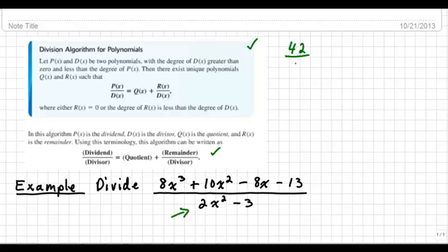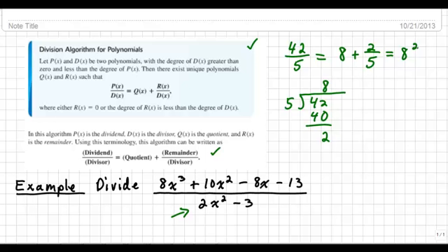You can think of 42/5 as 42 divided by 5, right? If you divide 5 into 42, it goes 8 times. 8 times 5 is 40, subtract, and you get a remainder of 2. So you can think of that as 8, that's the quotient, plus 2, that's the remainder, over the divisor 5. So 42 divided by 5 is 8 and 2/5. Well, the same thing holds when you divide with polynomials.